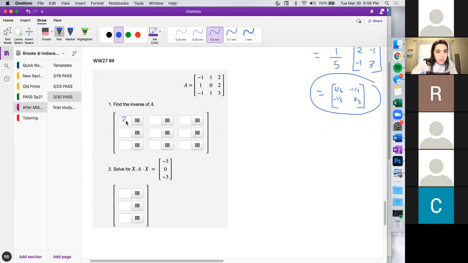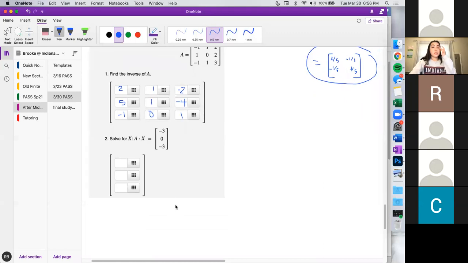All right, so this is going to be 2, 1, negative 2, 5, 1, negative 4, negative 1, 0, 1. Okay, now it says solve for x, and our equation is A times x equals that.